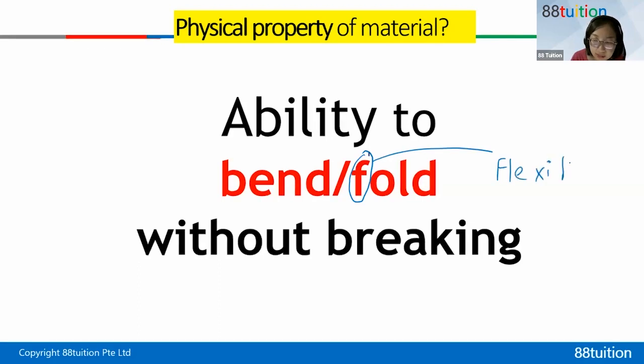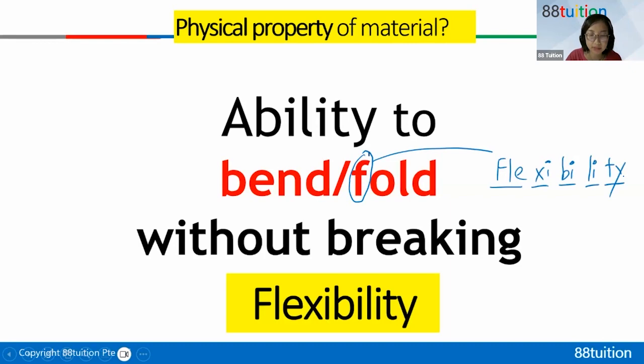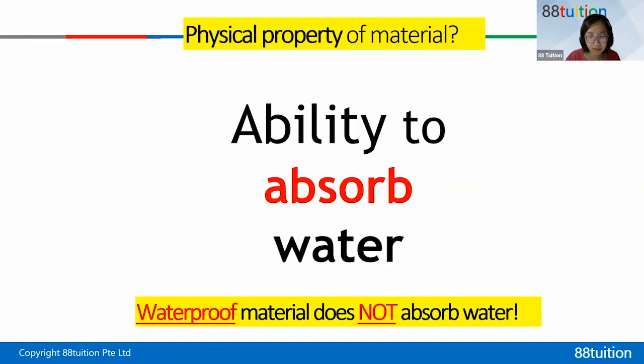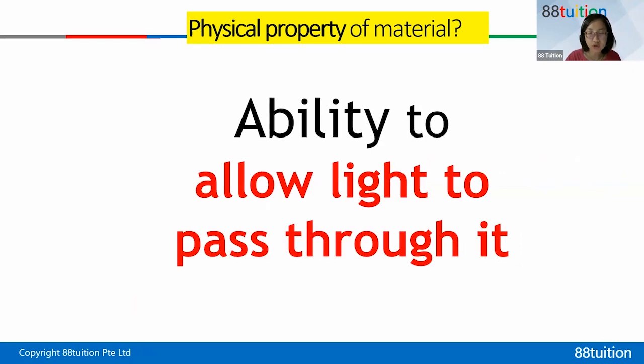All right, flexibility. Okay, so ability to bend or fold without breaking. All right, let's move on. Ability to absorb water. Just note, waterproof material does not absorb water. All right, then ability to allow light to pass through it. It refers to the material, whether the light can pass through the material or not.